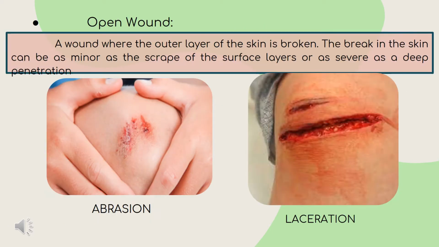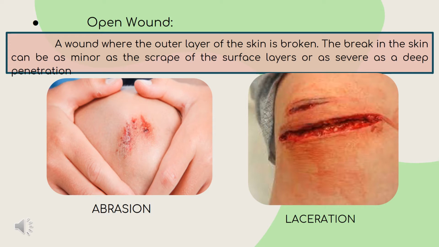Open wound. This is a wound wherein the outer layer of the skin is broken. The break in the skin can be as minor as the scrape of the surface layers or as severe as a deep penetration. We have abrasion. This is caused by the skin rubbing against a rough surface, which is likely to occur on the elbows, knees, shins, and upper extremities.